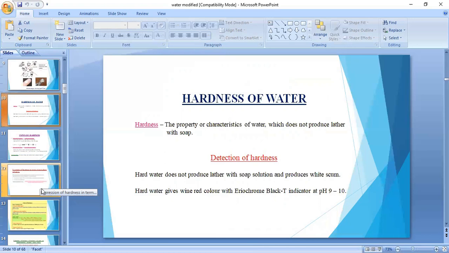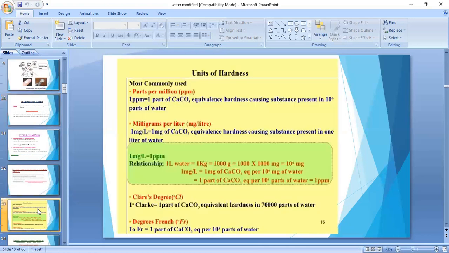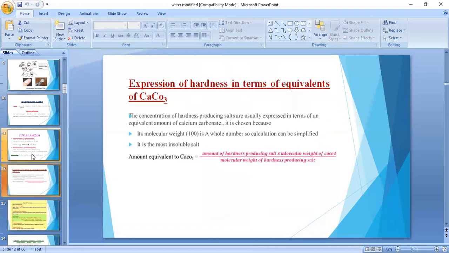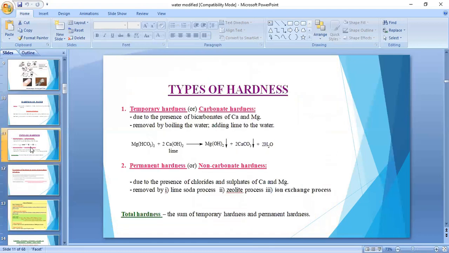Next, types of hardness. There are two types of hardness: temporary hardness or carbonate hardness, and permanent hardness or non-carbonate hardness.